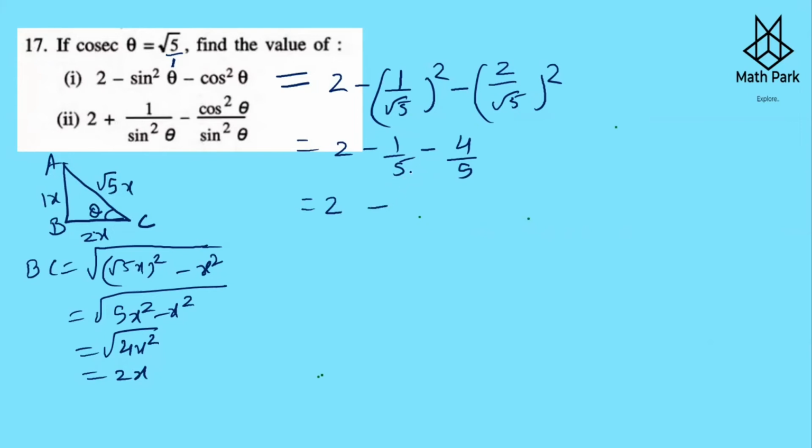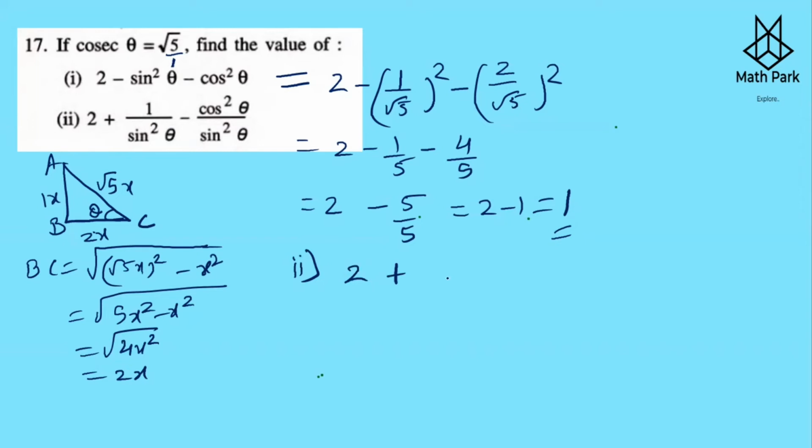When I add this, I'm getting minus 5 by 5. So minus 5 by 5, which is minus 1. So 2 minus 1, that is 1 is the final answer for this part. So we have 2 plus 1 upon sine square theta.